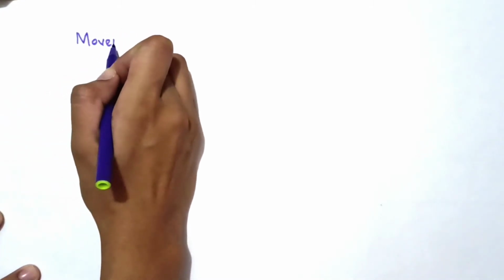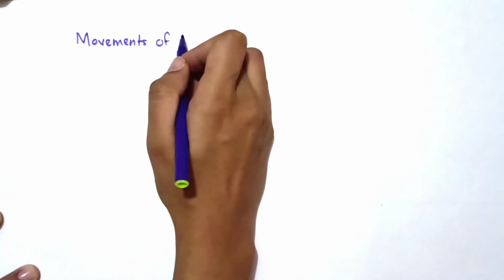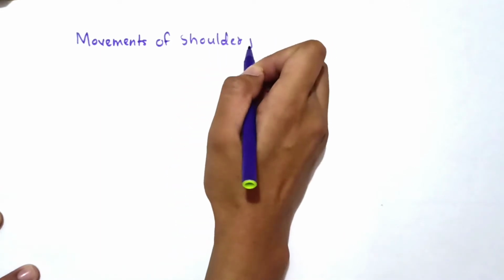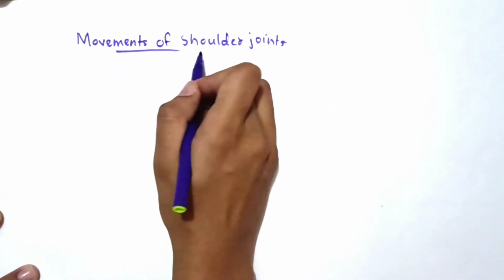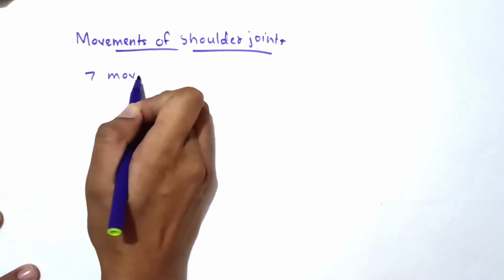So our today's topic is the movements of shoulder joint. So there are total 7 movements.